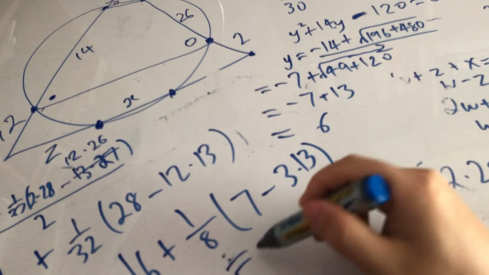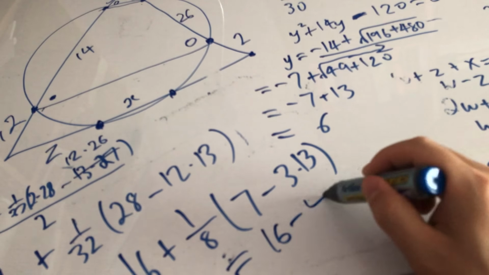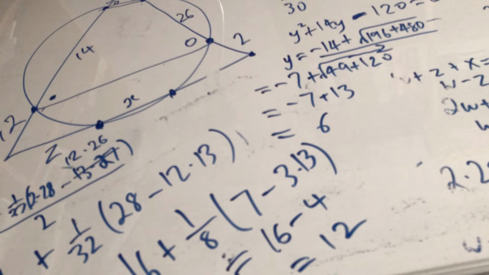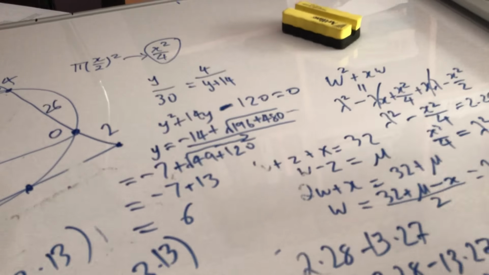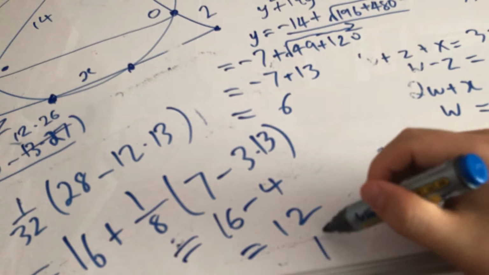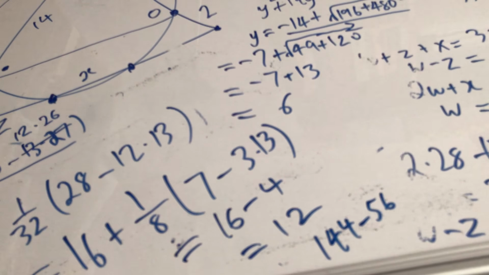So we get, so that's 4. 16 minus 4 is equal to 12. And so all we have to do now is square that. So we have to get 12 squared minus 56. So it's 144 minus 56. And that is 88.